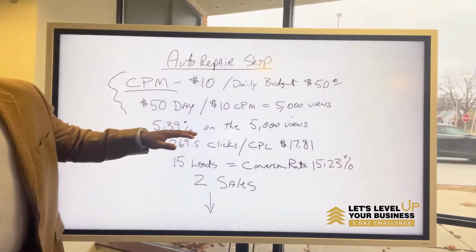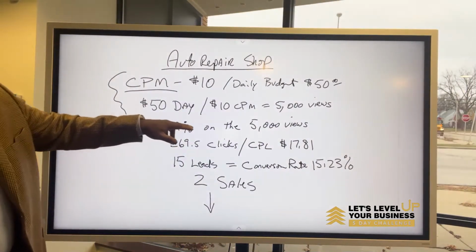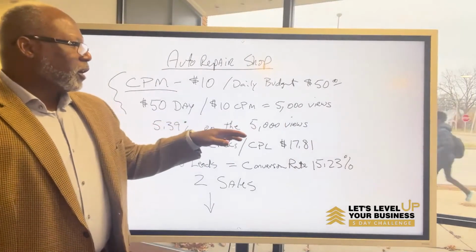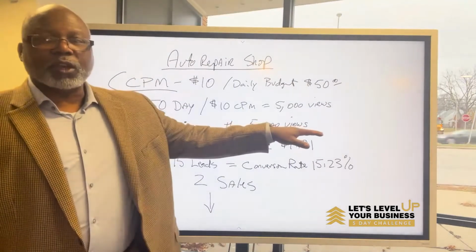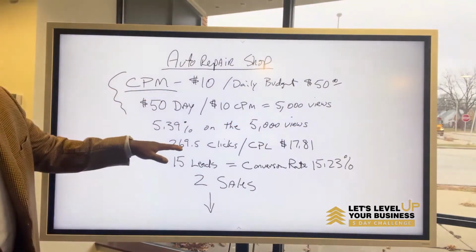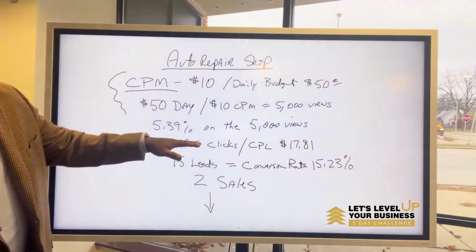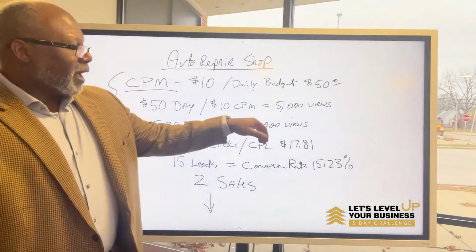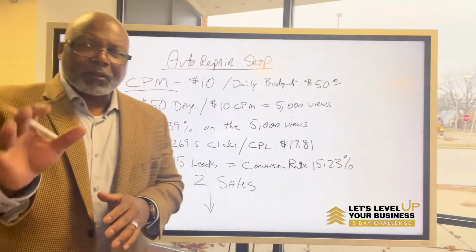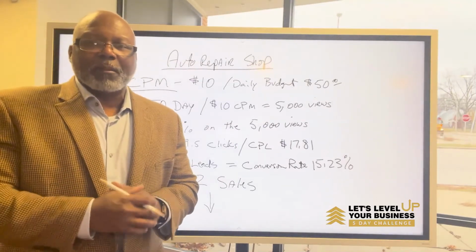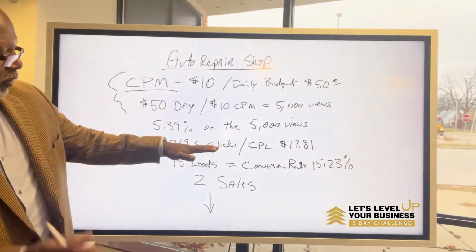Now, from their example, there was a 5.39% average click-through rate on the 5,000 views. So that means 269 clicks would go through on what you had to offer. I'll talk in a minute about how you increase that and make it better, but I'm telling you these are the numbers that they had.